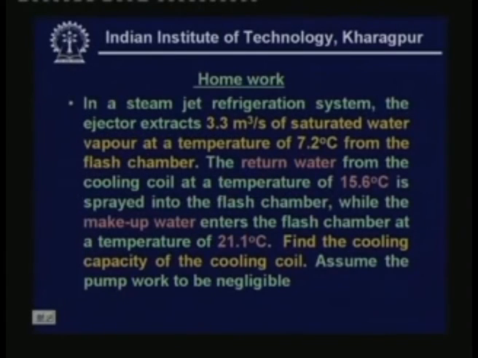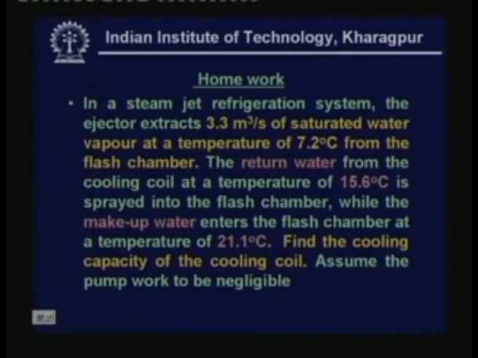Now, let me quickly give you one homework problem. The problem is like this: in a steam jet refrigeration system, the ejector extracts 3.3 meter cube per second of saturated vapor at a temperature of 7.2 degrees centigrade from the flash chamber. The return water from the cooling coil at a temperature of 15.6 degrees centigrade is sprayed into the flash chamber, while the makeup water enters the flash chamber at a temperature of 21.1 degrees centigrade. All that we have to do is find the cooling capacity of the cooling coil. Assume the pump work to be negligible.